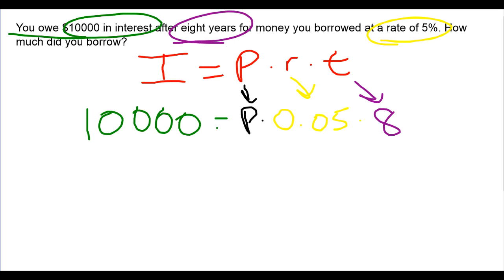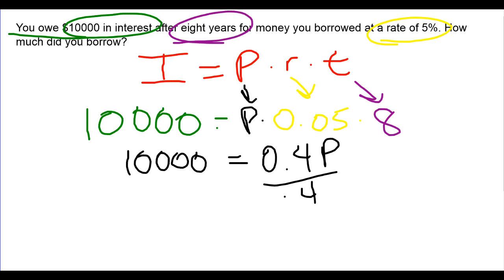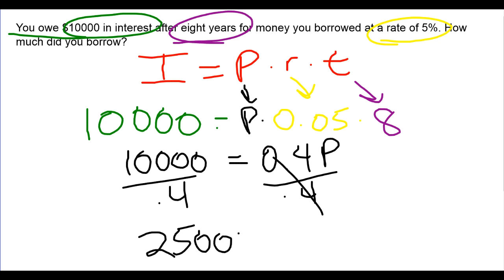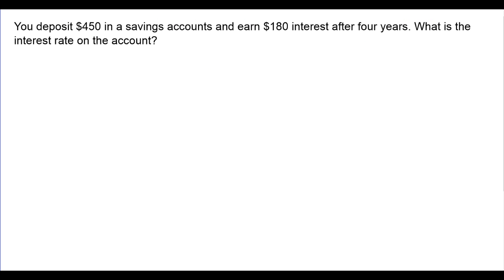So here, much like our last one, we have interest that we know, but our principal that we don't. Multiplying 0.05 times 8 together, we get 10,000 equals 0.4P. Divide by 0.4, and we find that we borrowed initially $25,000. So we borrowed $25,000, and after 8 years, paid $10,000 in interest at a rate of 5%. Last problem, go ahead, pause the video, see what you can do.